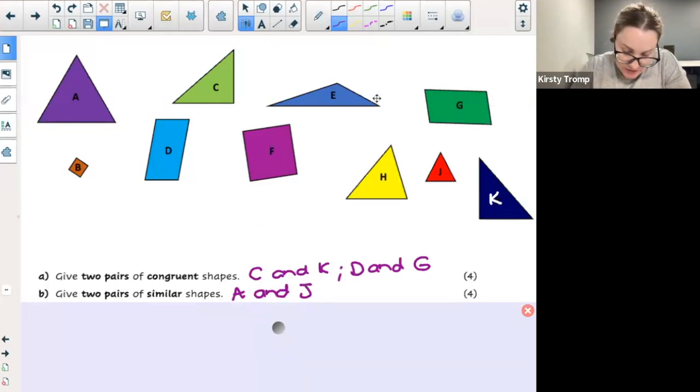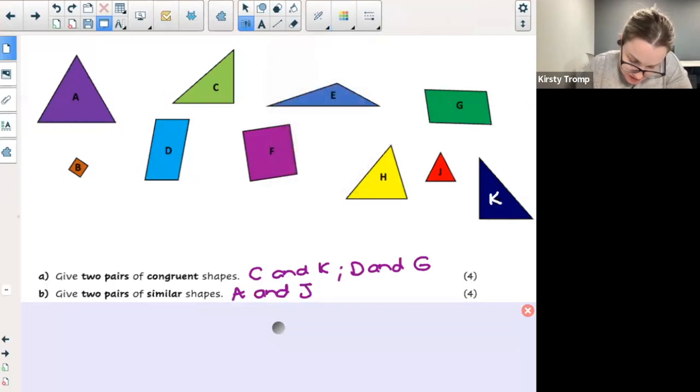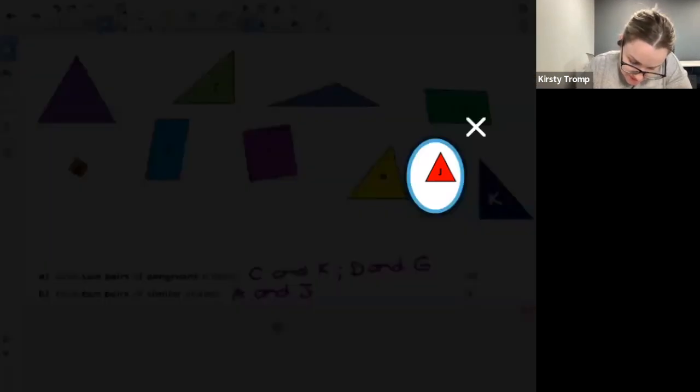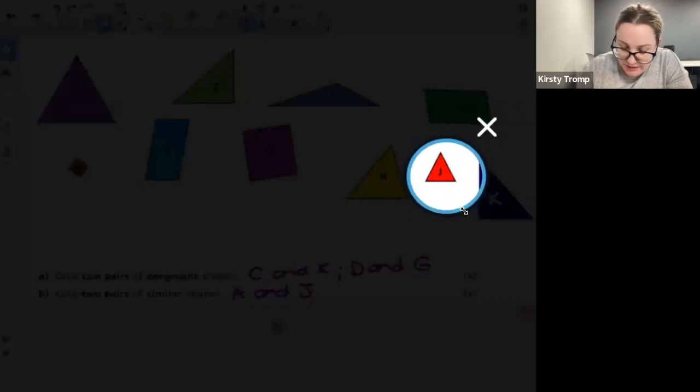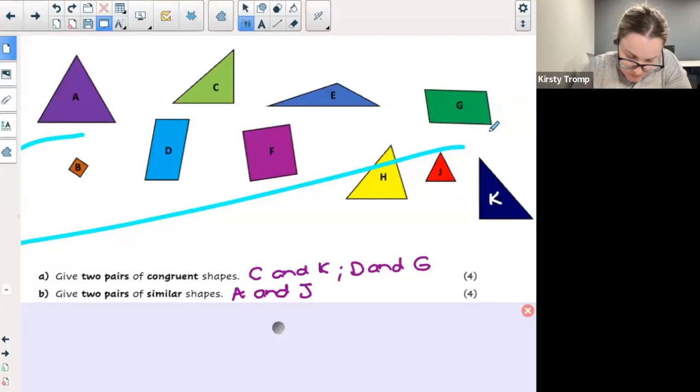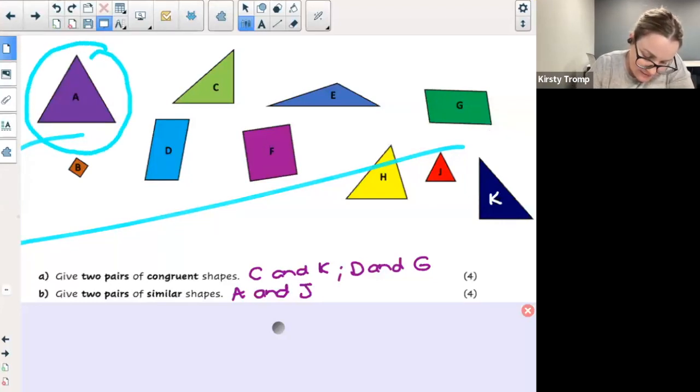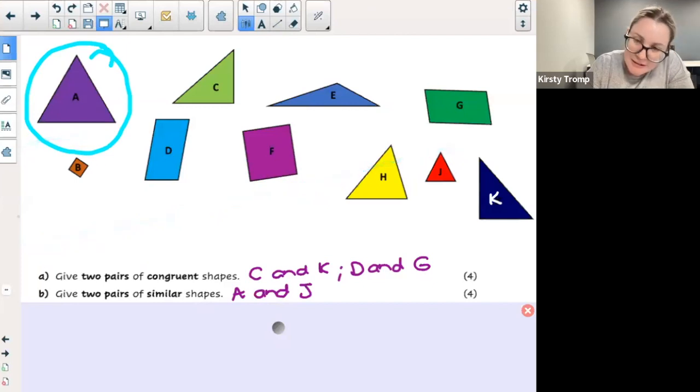Look at this little one over here, J. I'm going to go and highlight him for you quick. Look at him. All right, so look at J. Doesn't he look like he's much smaller than if we looked at A? So definitely A and J. Are you happy with those?